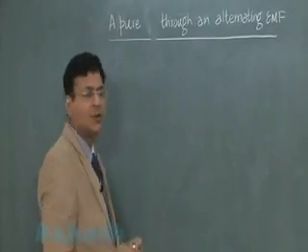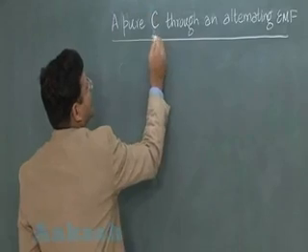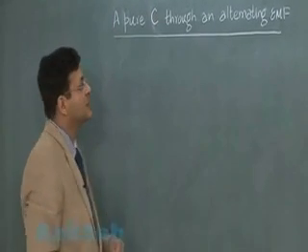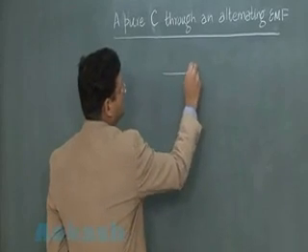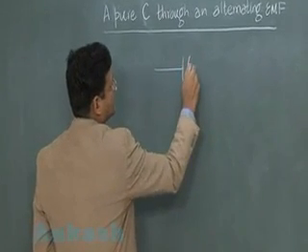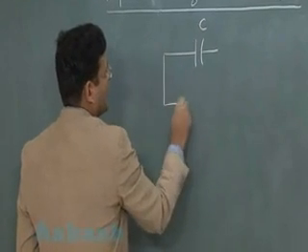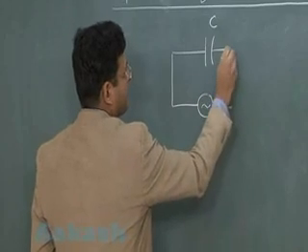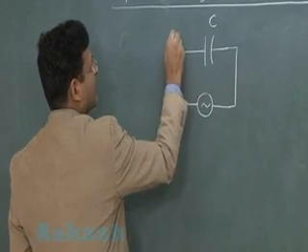Let us subject a pure capacitor, denoted by capital C, to an alternating EMF. Imagine that a pure capacitor C has been subjected to an alternating EMF, and you are expected to calculate the value of current which is flowing in the circuit.